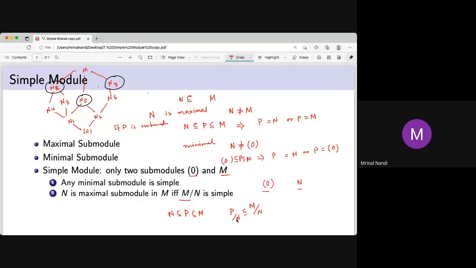Similarly, if this is simple, then there is no such module between these two. So if P mod N is between these two, then either P mod N is M mod N or P mod N equals 0. Since P contains N, P must be either M or N. So in both ways it is if and only if. So it is trivial to show that a submodule N is maximal if and only if M mod N is simple.